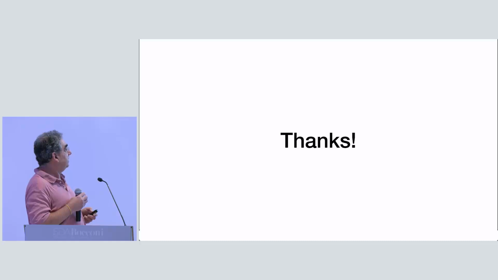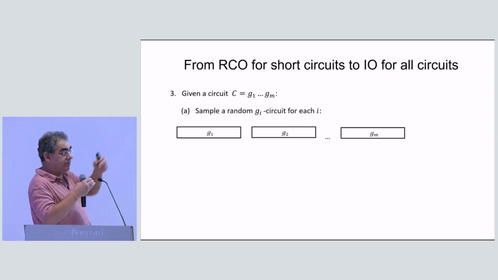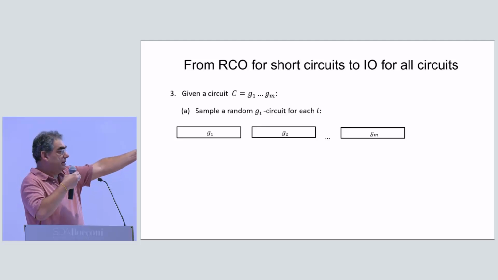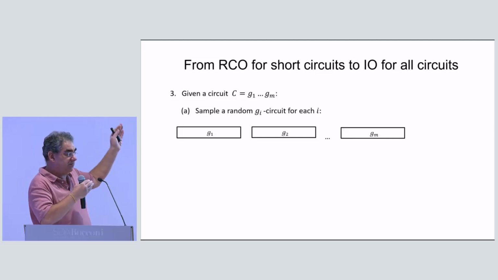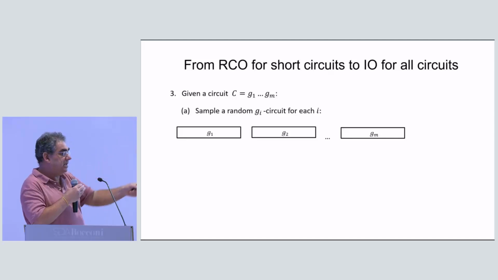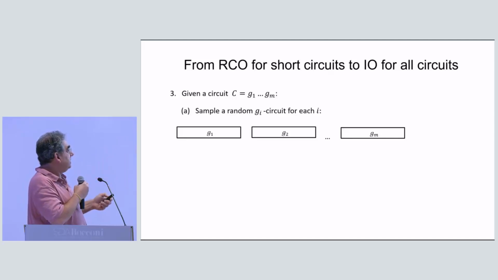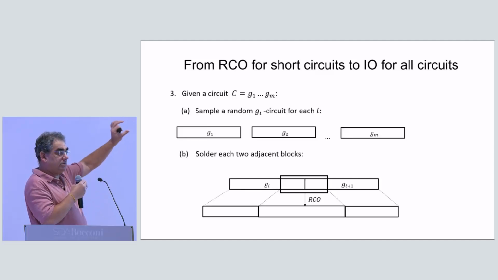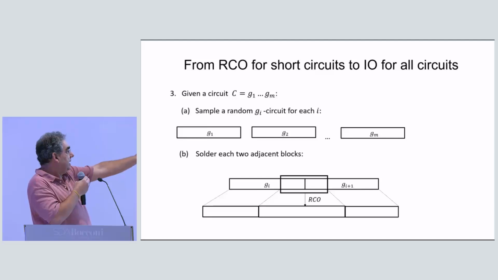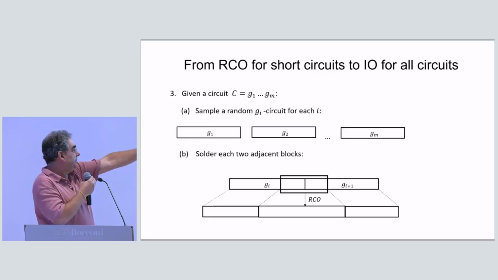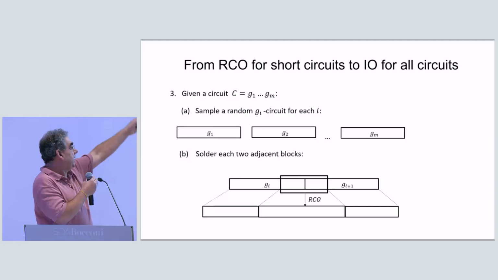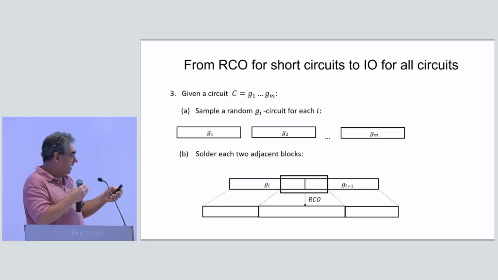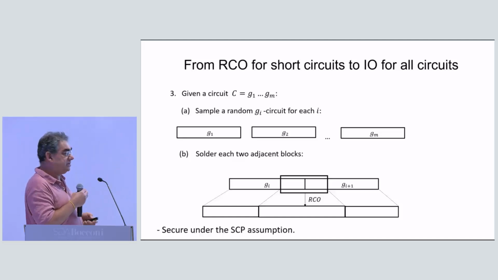Now, how do I obfuscate the entire circuit? I first take each gate and write it as a random block of that functionality, and I write them all next to each other. Now, locally, they're random, but of course it's not obfuscated because there are seams between the blocks that compute the original circuit. So all I need to do now is hide the seams, or solder the individual blocks. I take a little bit of gates from the left and a little bit from the right. Together, it's random because it's just a portion of each block. Then I re-obfuscate that part. And here's what I get in the end. So that's it. And we show that this is IO under this SCP assumption.